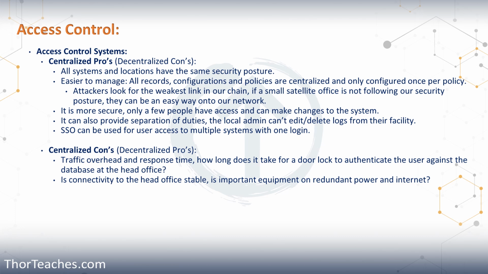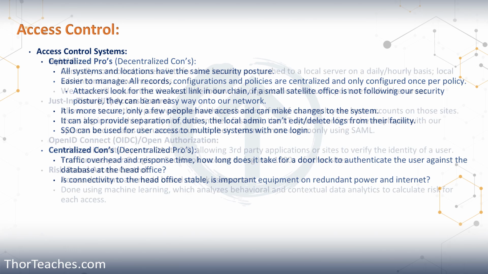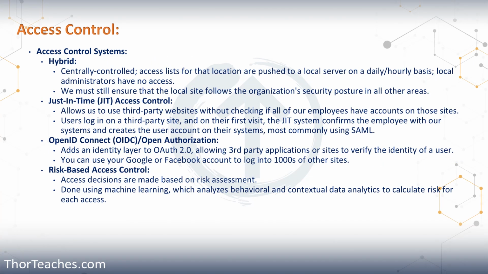How long does it take from the access control system on the door to send a request to the access control server at the main location, and how long does it take for that reply to get back to the door? What if the satellite location has a really bad internet connection, or it's down, or it has really high latency? So to get the best of both worlds, we most often use hybrid systems.